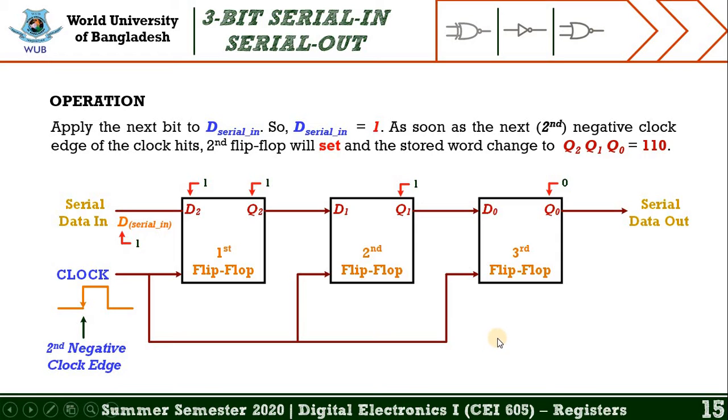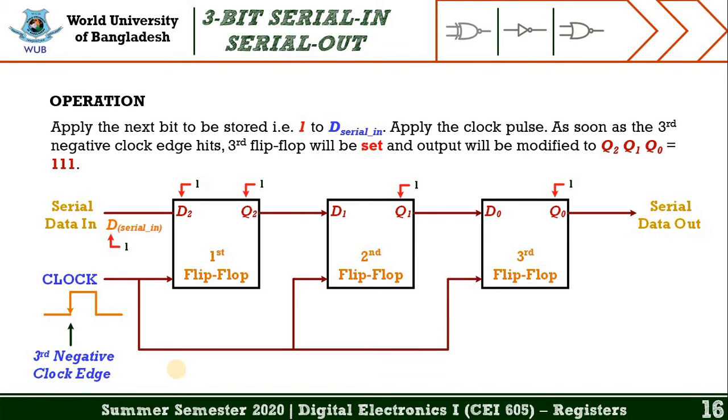Now we need to move to the next slide to explore what will happen if the third negative clock edge is applied at the clock. So let's move to the next slide. This slide represents another condition, which means the third negative clock edge is applied at the clock. What will happen? So let's begin.